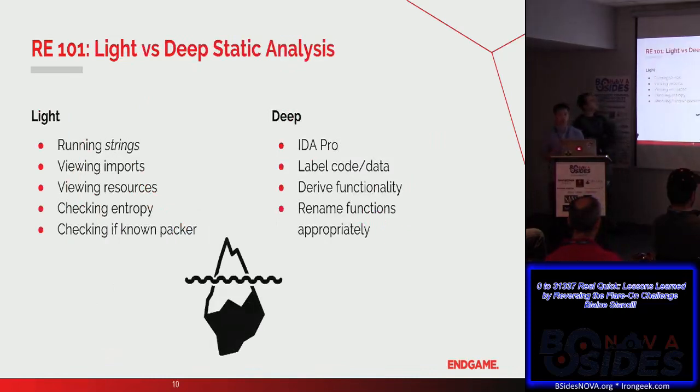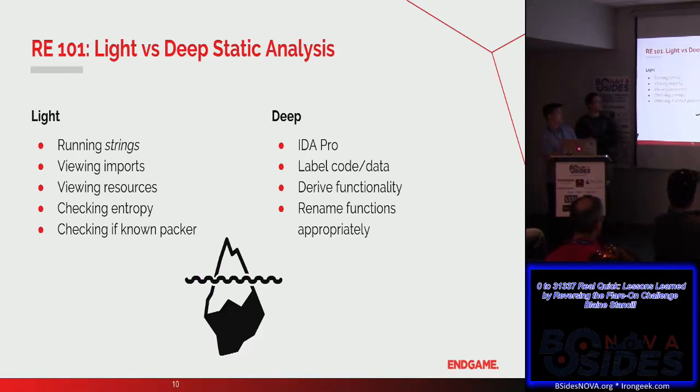Additionally, we can further group our reversing strategies into light and deep static analysis and also light and deep dynamic analysis. So some examples of light static analysis include running strings or viewing the imports that the binary uses, or viewing the resources of it, or perhaps even checking the entropy of the binary to see if maybe it's employing a packer. And packing is something we'll talk about towards the end of this presentation.